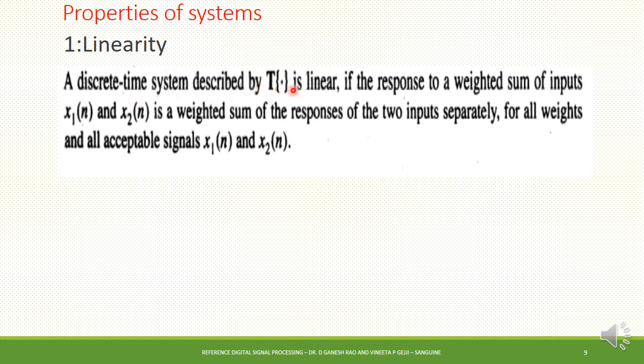This is called linear when the response to a weighted sum of inputs x1 of n and x2 of n is the weighted sum of the response to the two inputs separately, for all weights and all acceptable signals x1 of n and x2 of n. What does linearity mean? I will tell you one simple example.